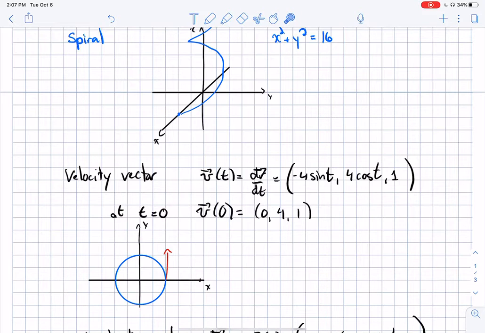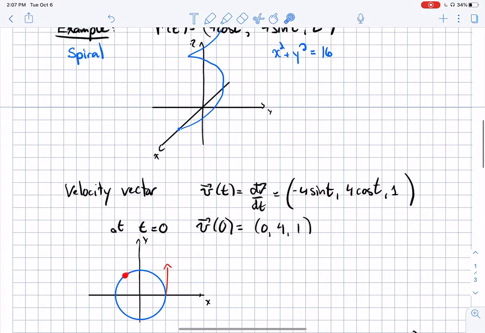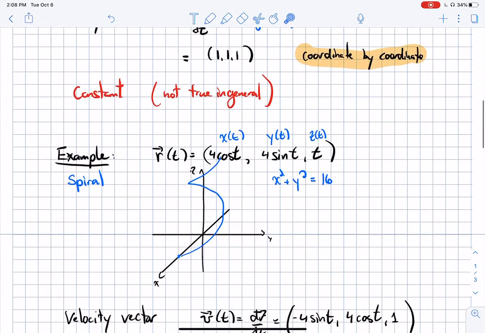Radius 4. However, the difference is that I also change the z-coordinate, and it changes like t. So what happens is you draw that circle, but as you draw it, as time goes by, you go up. So it makes a spiral. So you draw that circle around the z-axis, okay, but you go up at the same time as t. Okay. So that's a spiral.